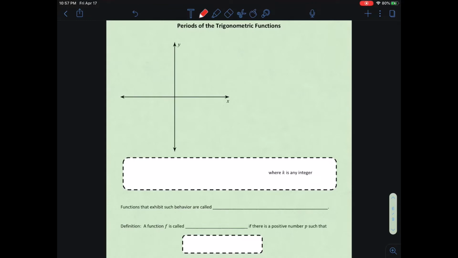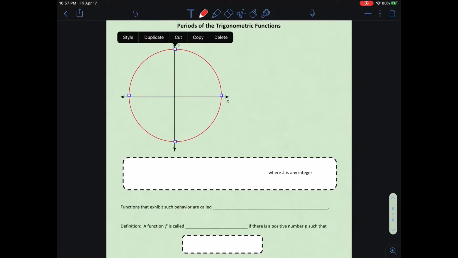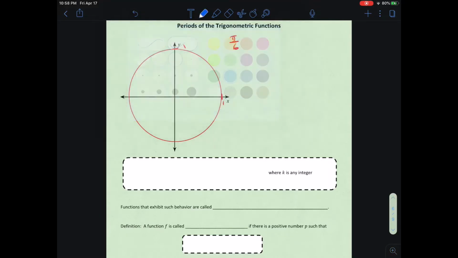Welcome back, Algebra 2. We're going to be taking a look at the periods of the trig functions. Let's start by drawing a unit circle, which, if you remember, is just a circle of radius 1. And we're going to look at the angle pi over 6 radians, which, if we draw in standard position, would be this angle here.